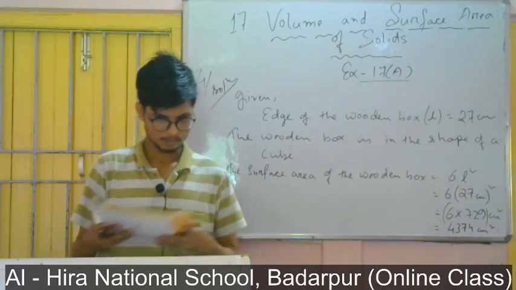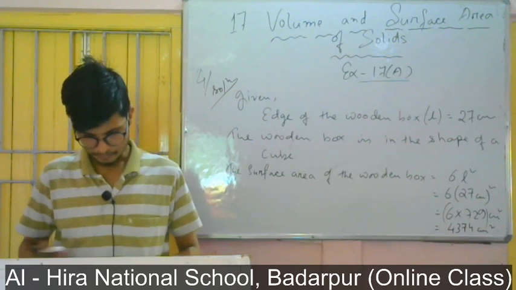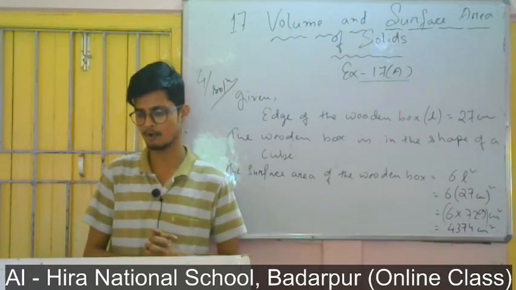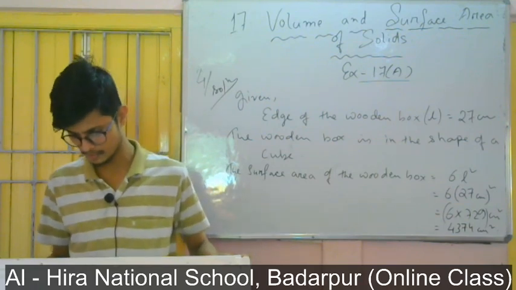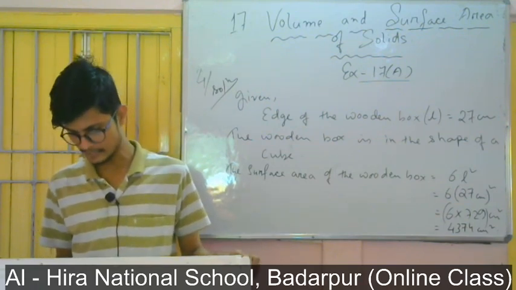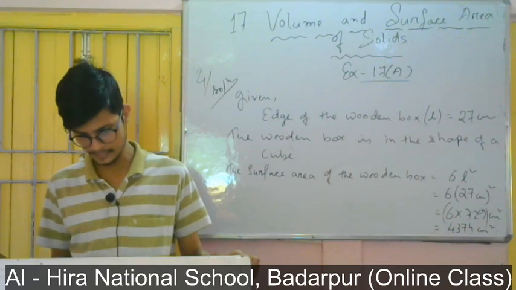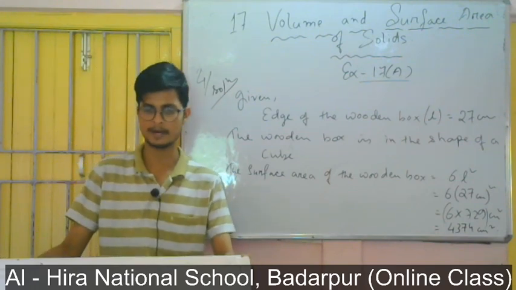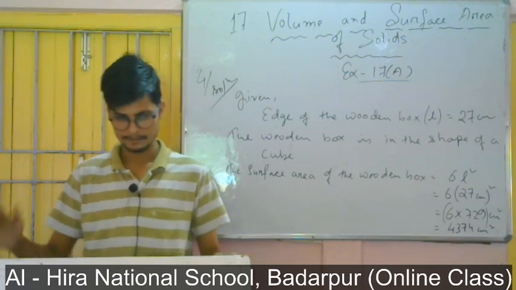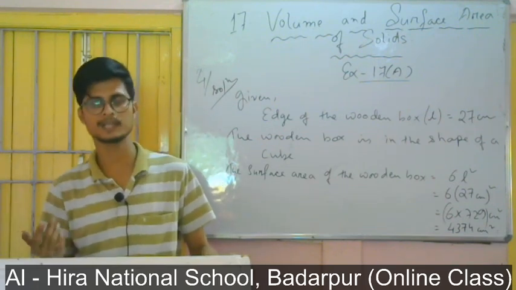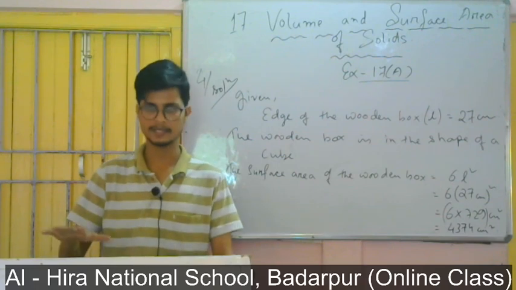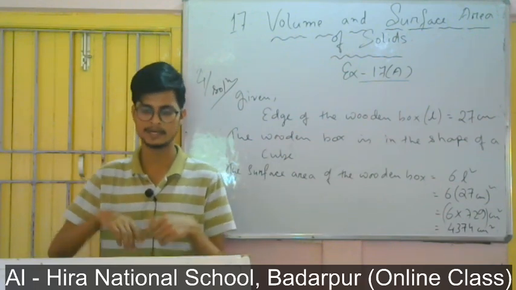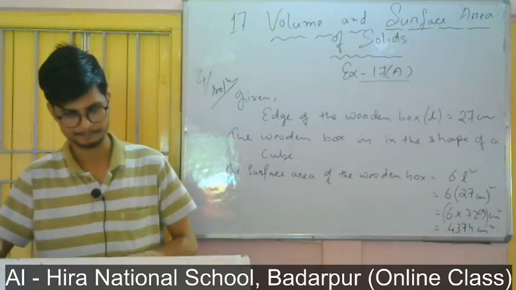Okay, now question number 5. Find the cost of painting the all-round outer surface of a box with a lid, 60 centimeter long, 40 centimeter wide and 30 centimeter height, at 50 paisa per 20 centimeter square. The question is to find the outer surface area, the cost for painting actually. First of all we need to find the surface area, then only we can calculate how much it will cost to paint.